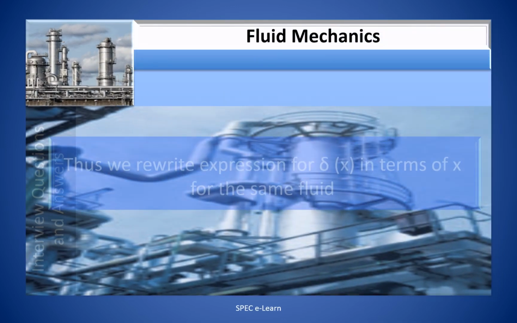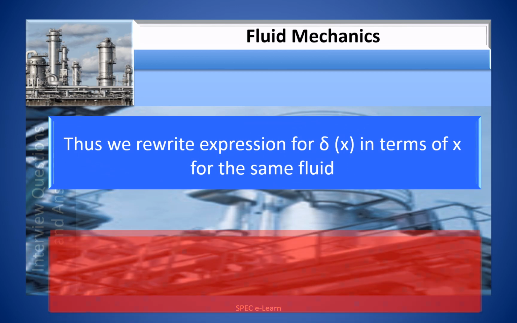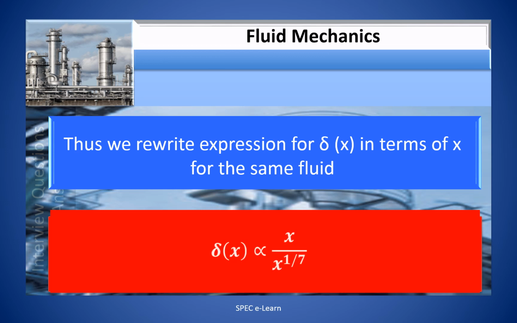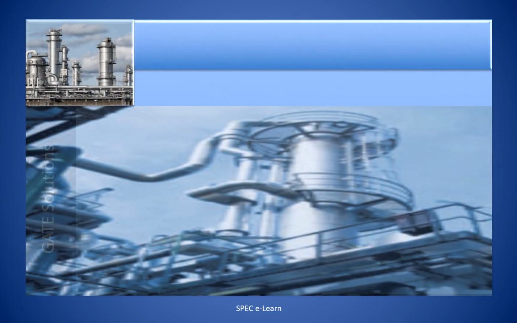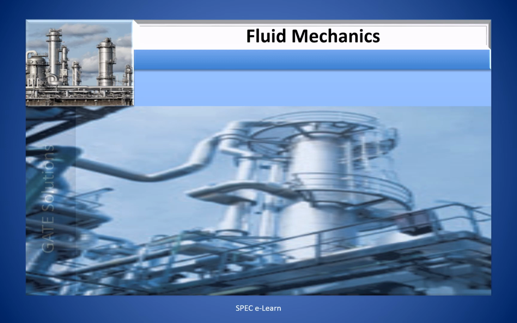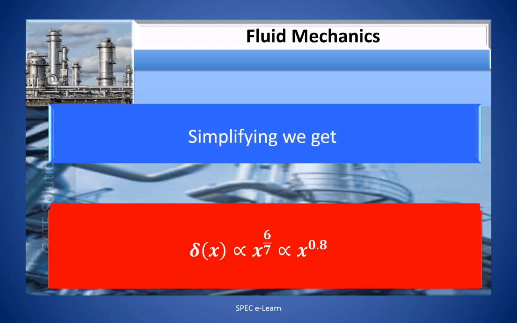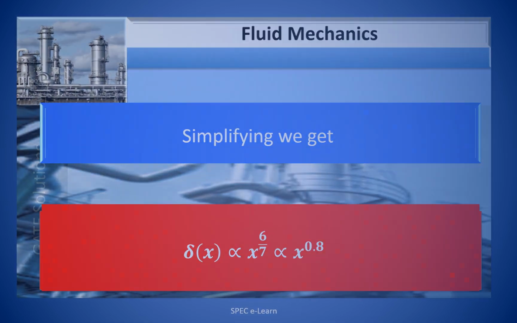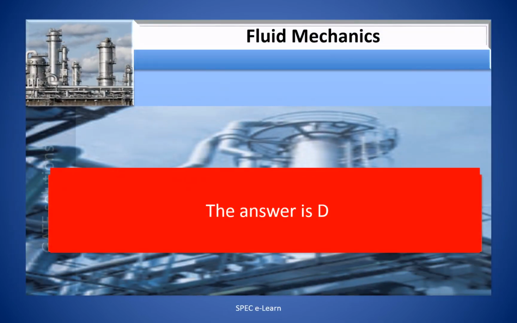Thus, we rewrite the expression for delta x in terms of x for the same fluid. Delta x is proportional to x by x to the power 1 by 7. Simplifying, we get delta x proportional to x to the power 0.8. So the answer for the question is option D.